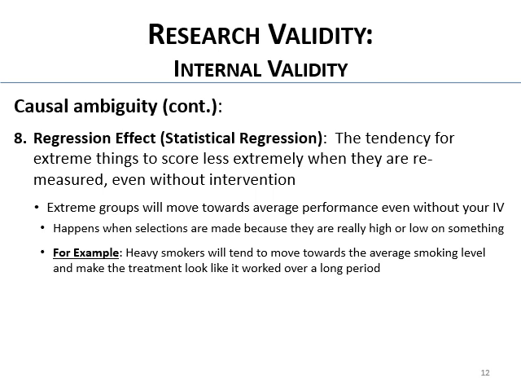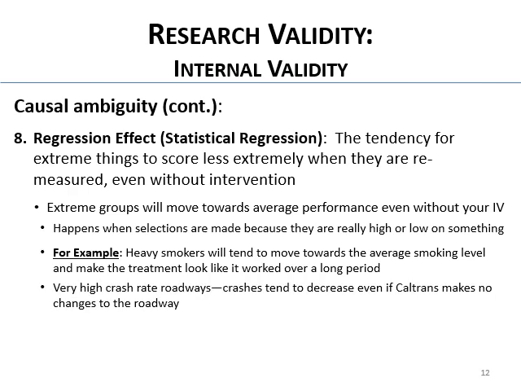So for example, heavy smokers are going to tend to move down towards the average smoking level and make a treatment look effective over a long period of time, even if the treatment is not effective. They just tend to move towards the average of smokers in this case over time, period.